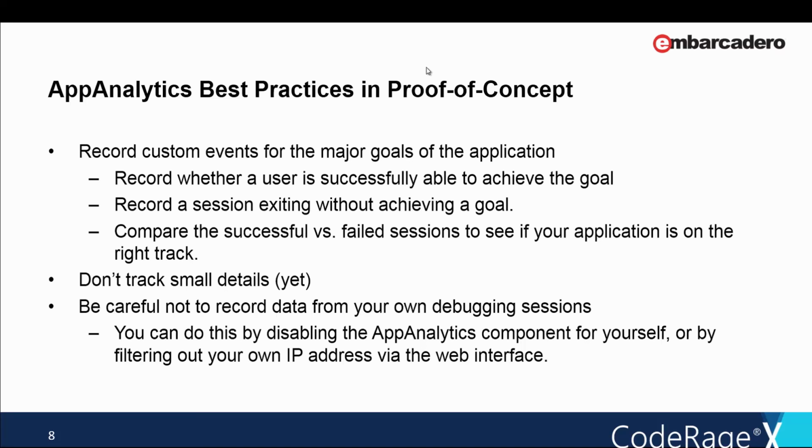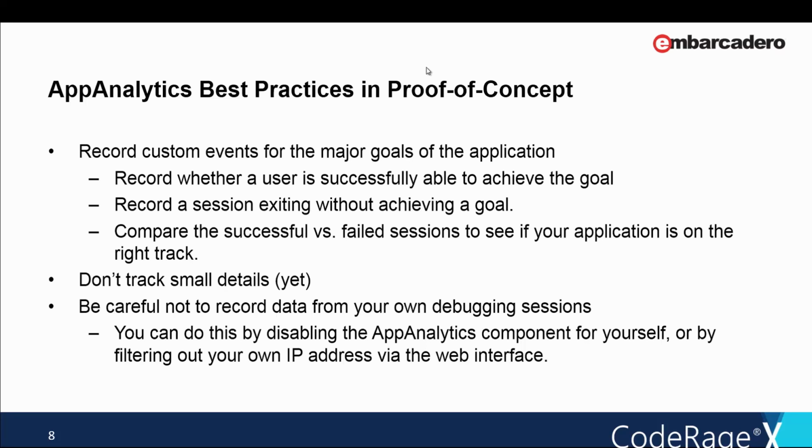One thing you'll want to be careful about at this point is recording your own sessions, or rather not recording your own sessions. As a developer, you probably start your program hundreds or even thousands of times for each debugging session each time you try something new. So you want to make sure that you're not recording your own debugging sessions, or you'll end up skewing the data. So to make sure that you're not recording your data, you can either disable the AppAnalytics component for yourself by setting the active property to false, or better yet, writing an event handler for the onPrivacy message event that allows you to opt out of data collection.